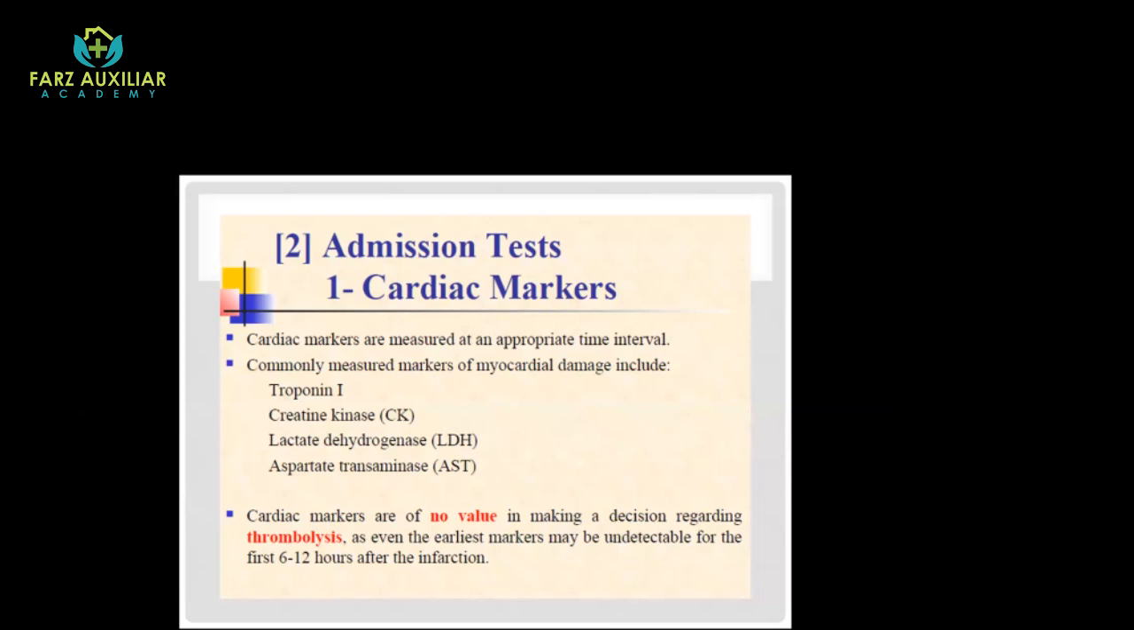So if you want to know about recurrent MI, whether the patient again had an MI, CKMB will be a better tool compared to troponins, because troponin remains elevated for a long time. By troponins, you can't know whether this patient is having a recurrent MI. Is that clear? Yes. Okay.